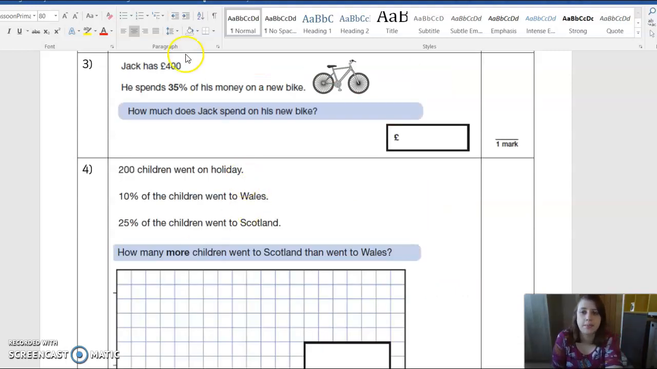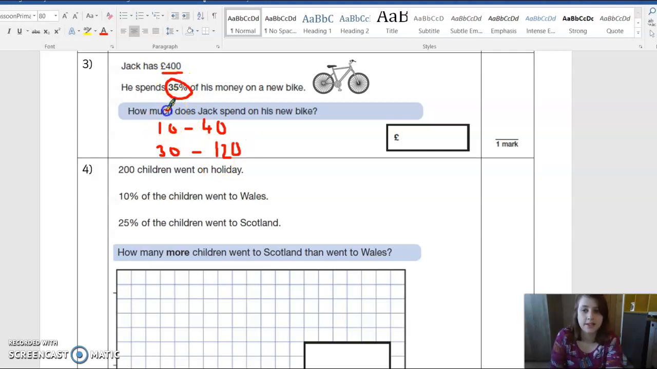Okay, so question number 3 is a bit more straightforward. It's a bit more like the questions that we've been doing online. Jack has £400 and he spends 35% of his money on a new bike. How much does he spend? So this is just asking you to find 35% of £400. I'm going to do that by finding 10%, which I know is 40. If I times that by 3 to give me 30%, that gives me 120.